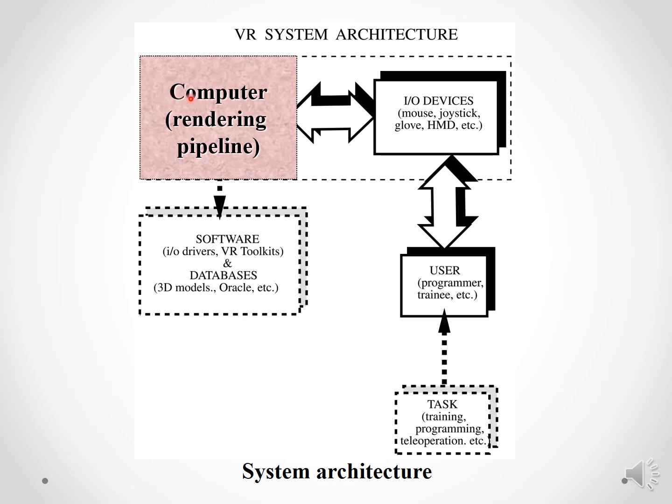computer rendering pipeline. From this stage, it will select the related software and also related databases to use, and then it will send back to this virtual engine, and then from this virtual engine it will send back through output devices, and then through these output devices it will feed the result to the user.